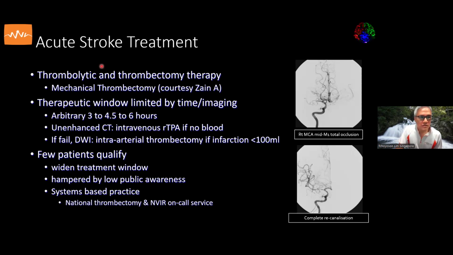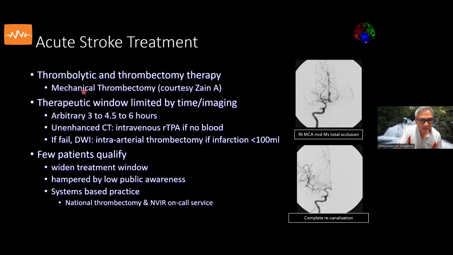Okay, so in Singapore and in many parts of the world, acute stroke treatment has become very much more exciting and active, and it has changed in the past 10 to 15 years compared to previously. That is because intravenous thrombolytic therapy and intra-arterial thrombectomy is now becoming very important.